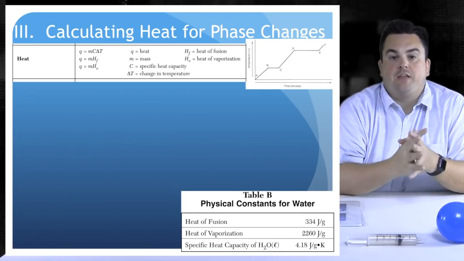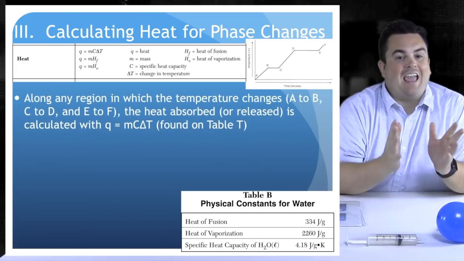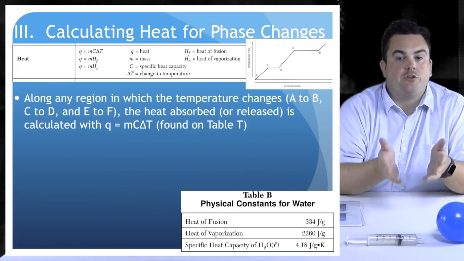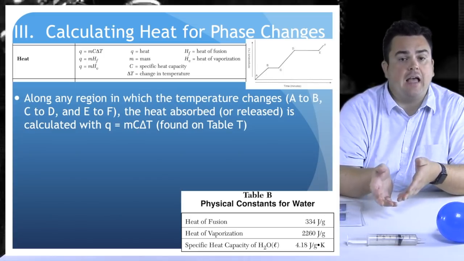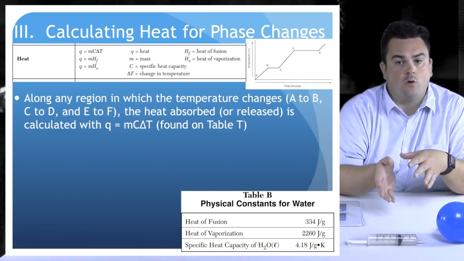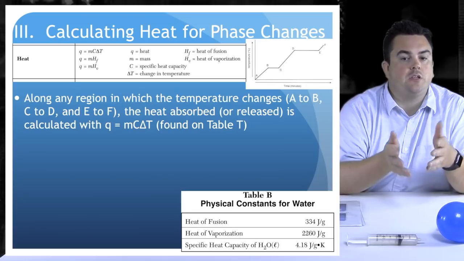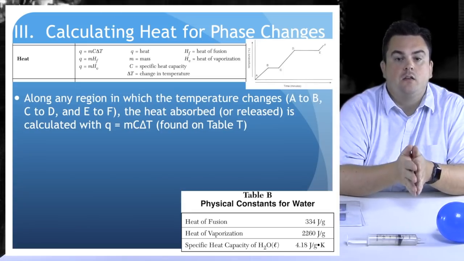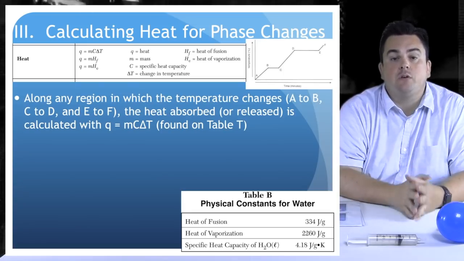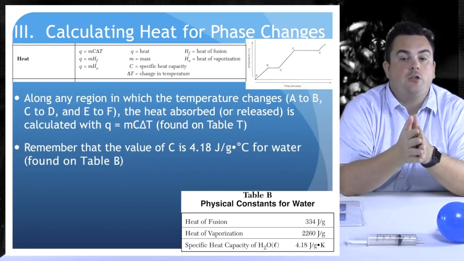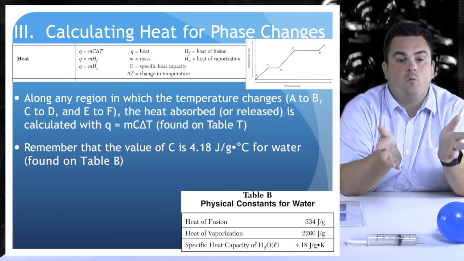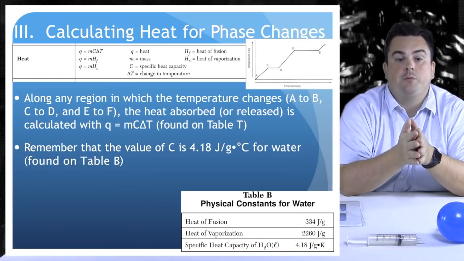Calculating heat for phase changes. So along any region in which the temperature changes, those ones were A to B, C to D, or E to F, the heat absorbed or released is calculated using Q equals MC delta T. This again is found on table T of your reference tables. Remember that the value of C is 4.18 joules per gram degree Celsius for water. This is also found on table B.